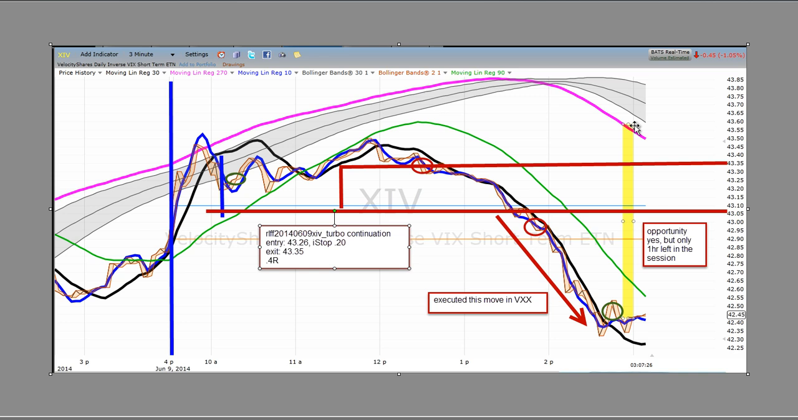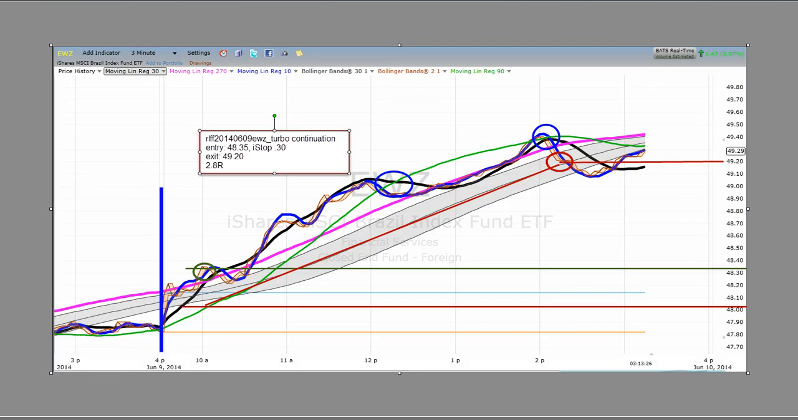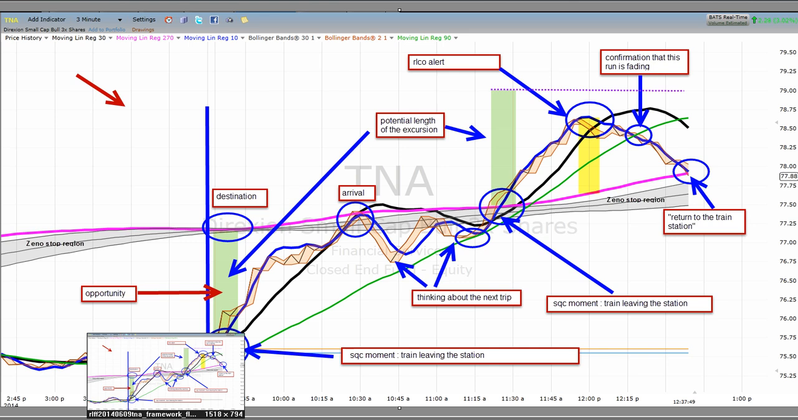I elected not to trade this one at all because I just didn't have all four conditions in hand: time, will, pattern, and money. I just didn't have the time left in the day to make that trade. The next one, let's see, is this one?